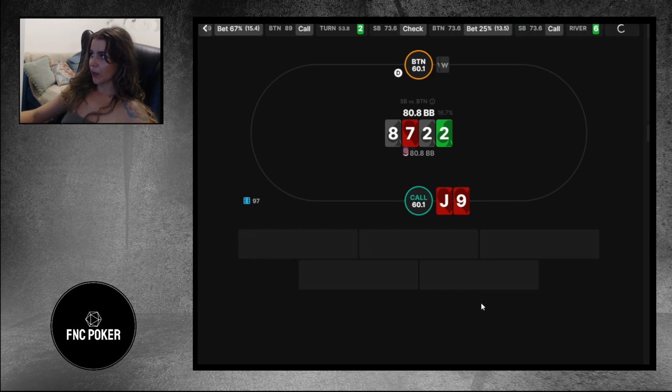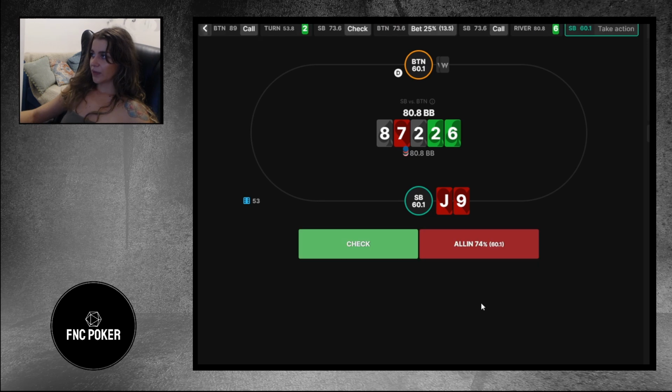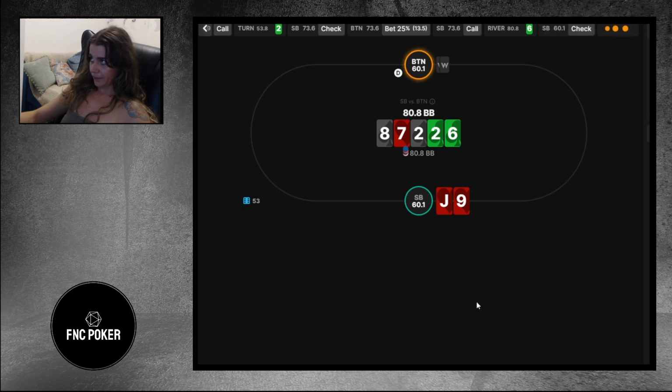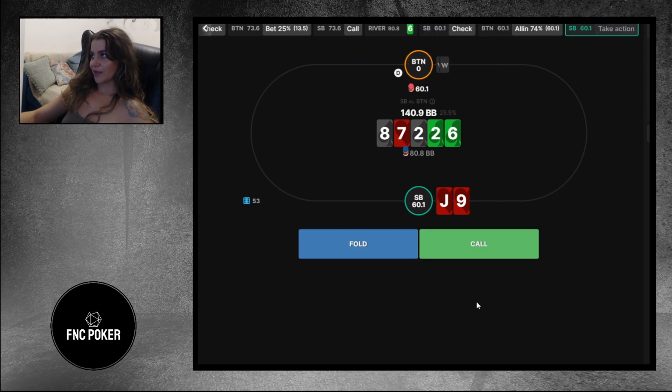Nice, pure call. And when the river's a 6, I don't think we're gonna have any shoves here. We should barrel most of our strong hands on the turn, and if we decide not to barrel, we should check raise those. So I don't really see any donks here. Just gonna go for a check. And if we face a bet, the river decision is gonna be quite easy.